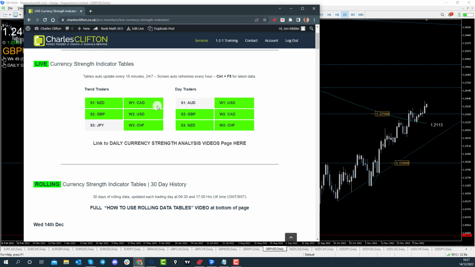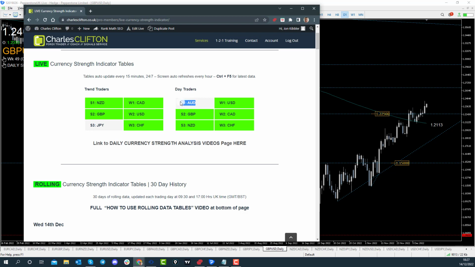So what are the tables showing us today? Well, the trend traders is showing us that the New Zealand dollar is the strongest currency still, followed by the Great British Pound at S2, followed by the yen at S3. On the weak side, we still have the Canadian dollar topping the table at W1, followed by the US dollar at W2, followed by the Swiss franc at W3.